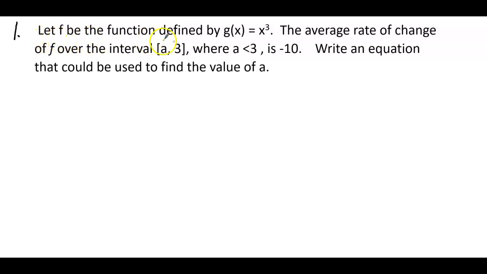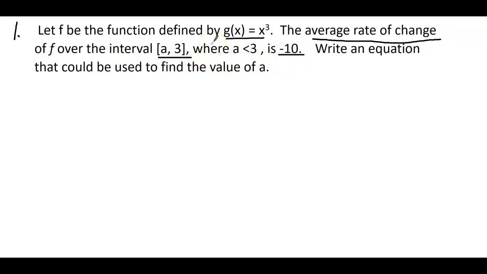So let f be the function defined by this. The average rate of change of f over the interval from a to 3, where a is less than 3, is -10. Write an equation that could be used to find the value of a. So the average rate of change is -10 on this interval.